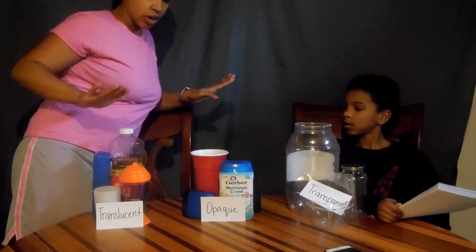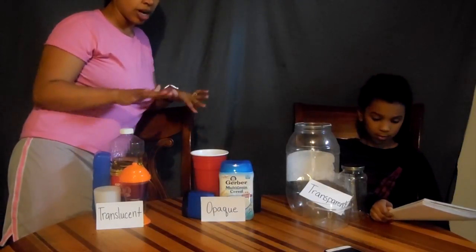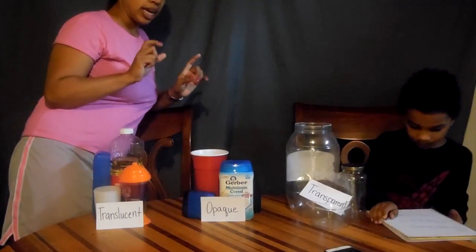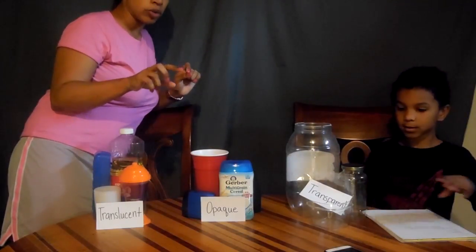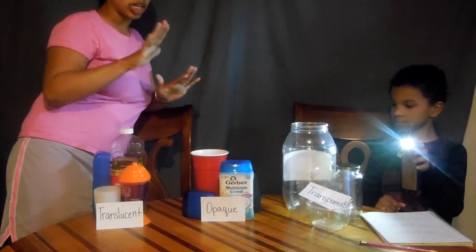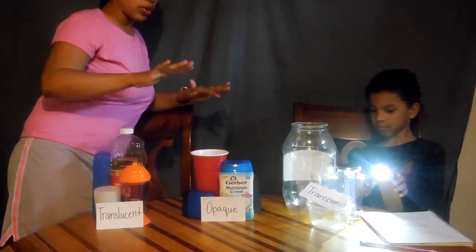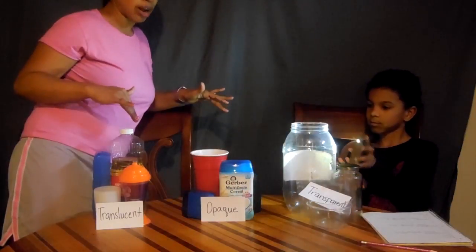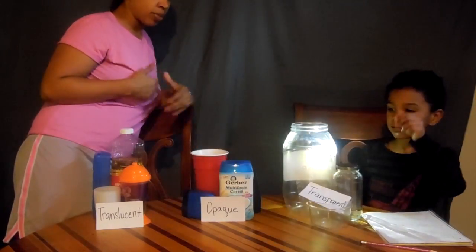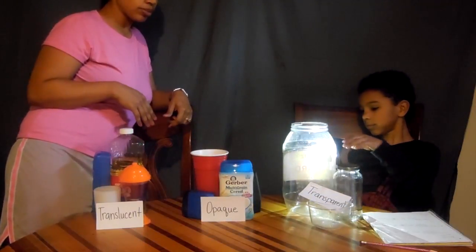So I've set up a little thing here, and I've put cards in front of each, and I want him to use his journal, and I want him to use my phone because it has a handy-dandy flashlight on it, and I want him to observe each of these stations so he can see how the light travels through them. And I am opaque because light can't travel through me.